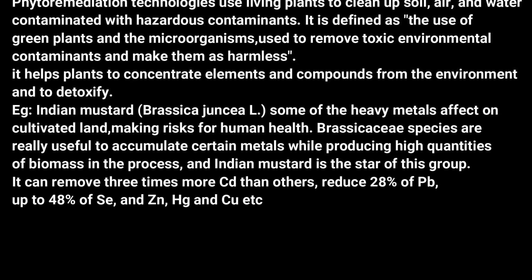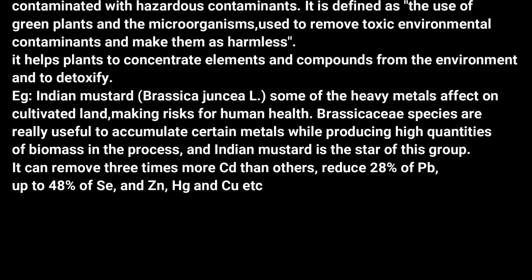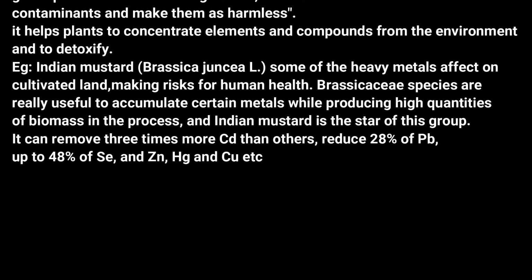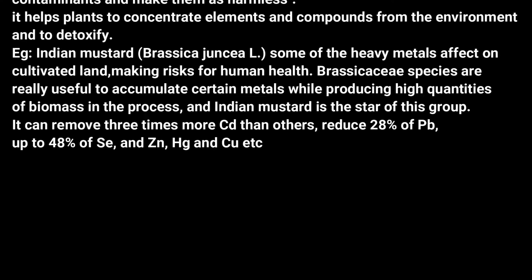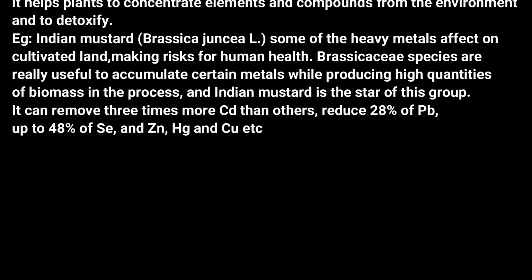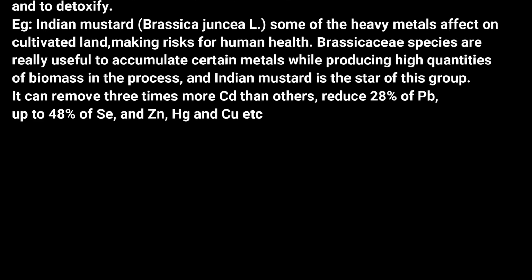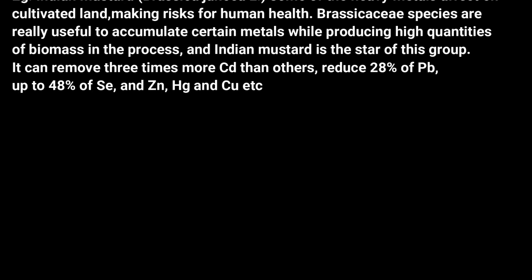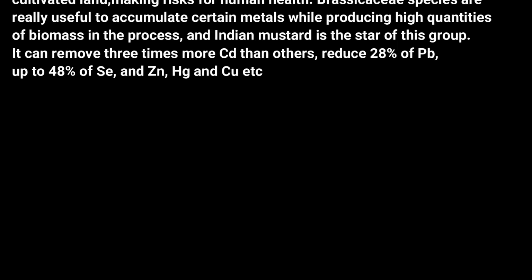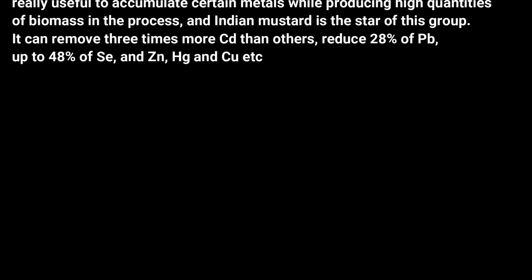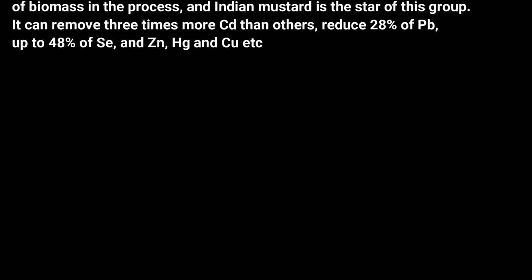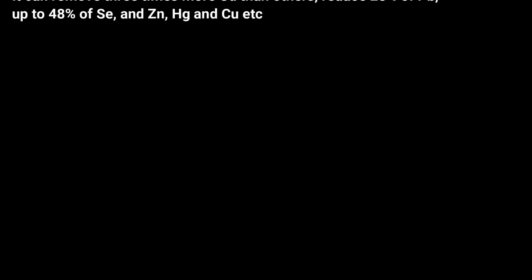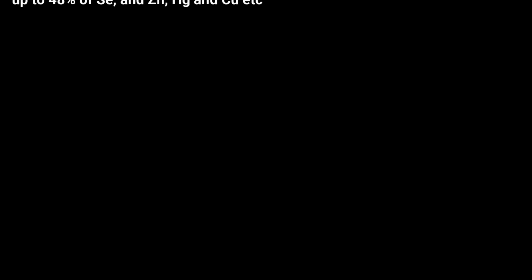One example is Indian mustard. Its botanical name is Brassica juncea. Some of the heavy metals affect cultivated land, making a risk for human health. Brassicaceae species are really useful to accumulate certain metals while producing high quantities of biomass in the process, and Indian mustard is the star of this group. It can remove 3 times more cadmium than others, reduce 28% of lead, and also zinc, mercury, and copper, etc.